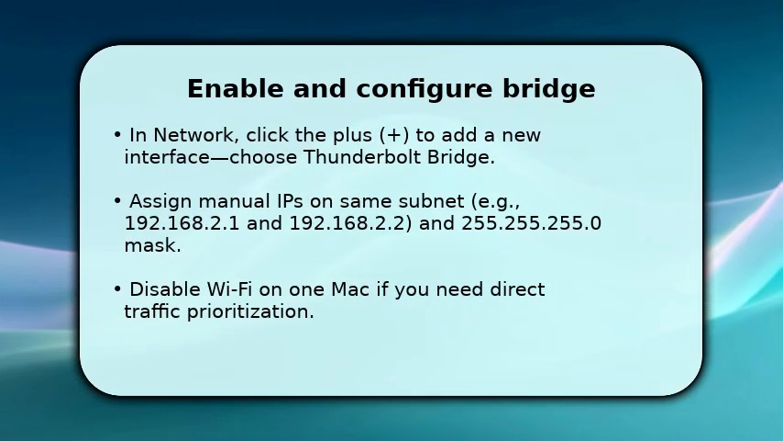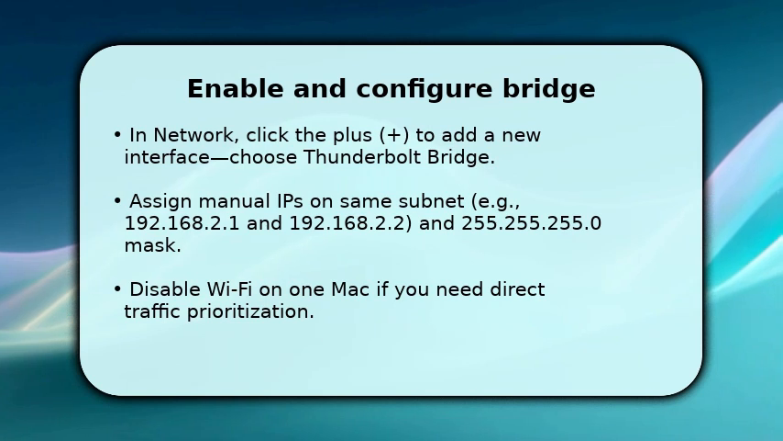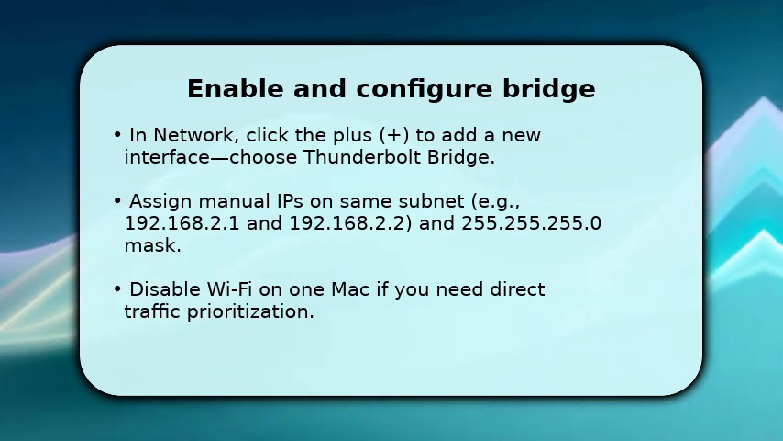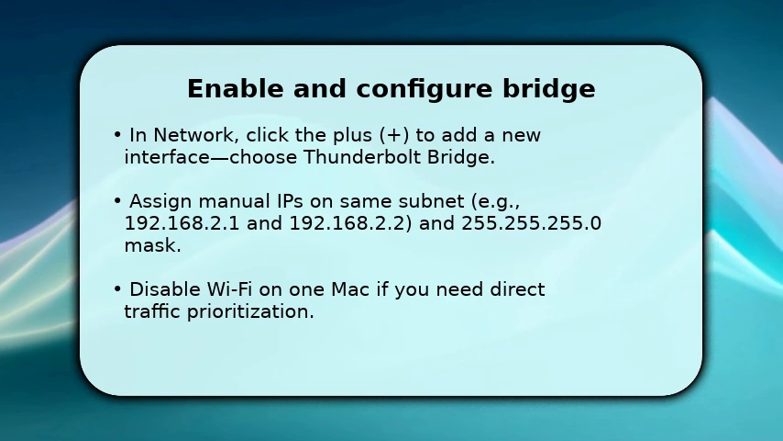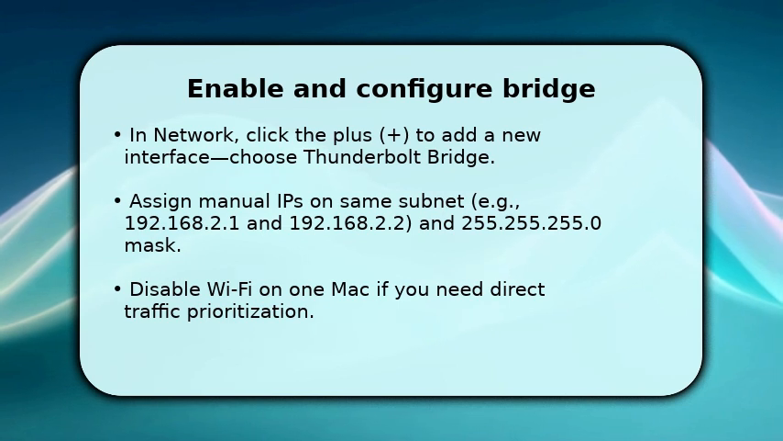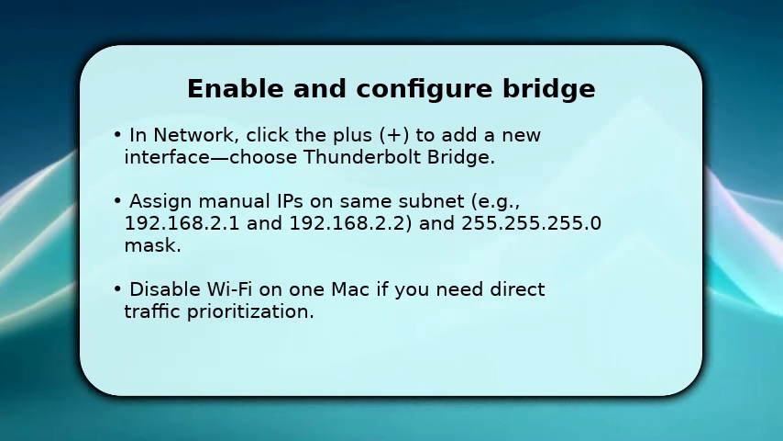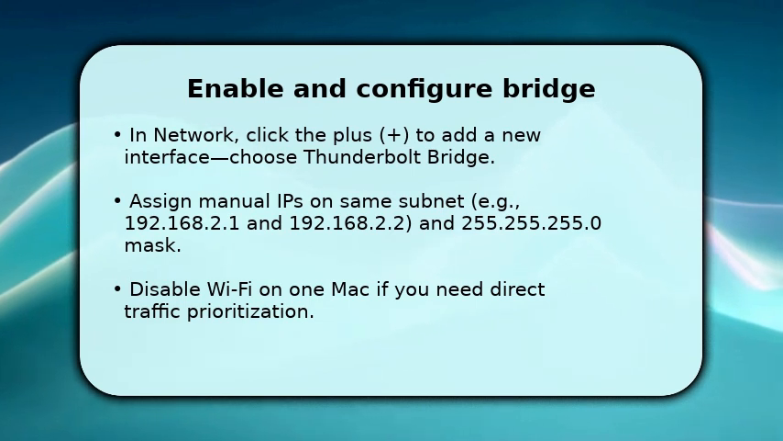You'll add a Thunderbolt Bridge network interface and set IPs so the 2 Macs can talk directly. Click the plus button, choose Thunderbolt Bridge, then assign manual IPv4 addresses on the same subnet, one Mac 192.168.2.1 and the other 192.168.2.2 with mask 255.255.255.0.